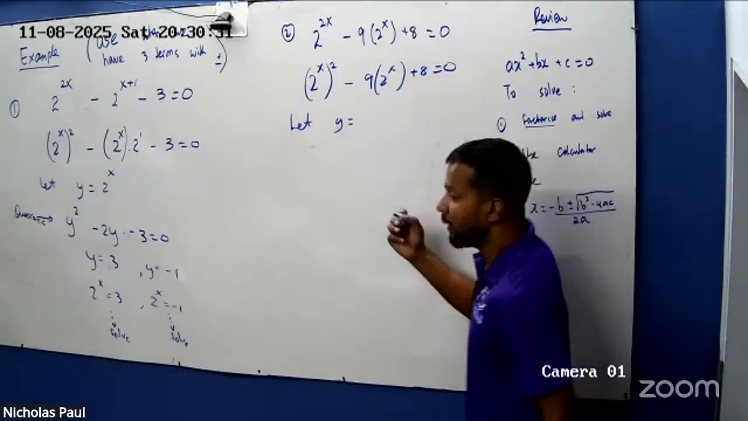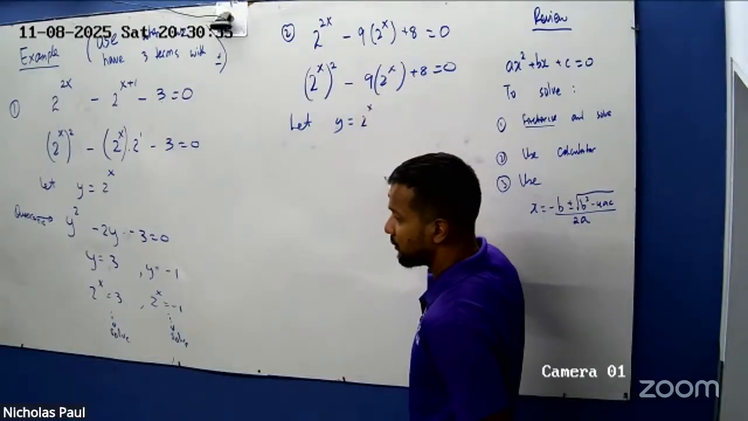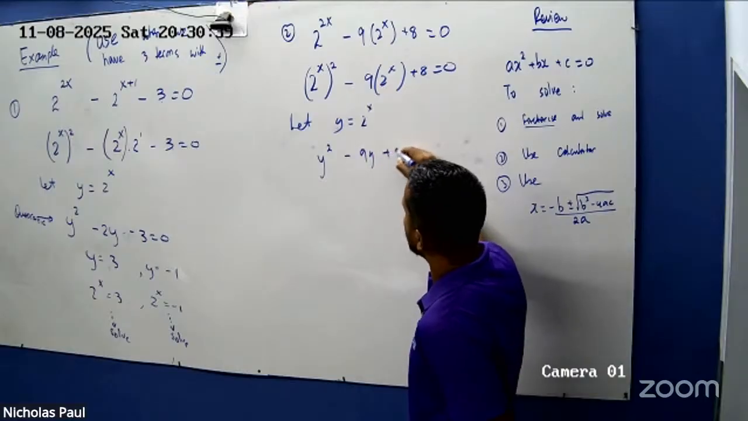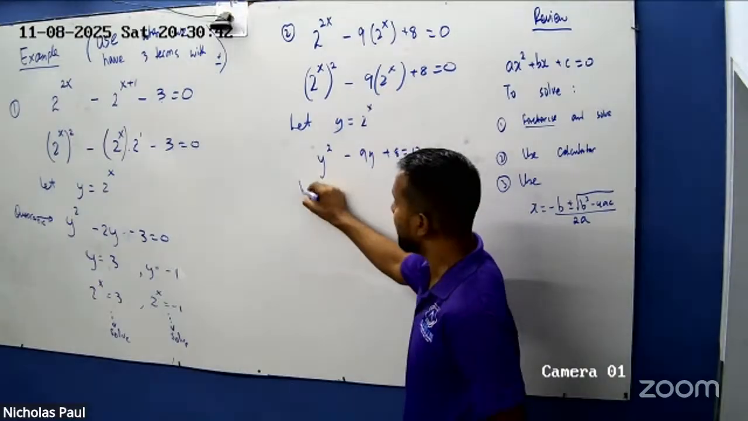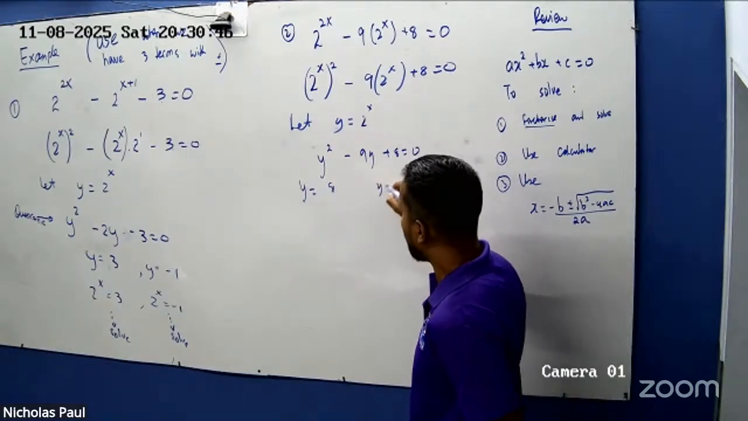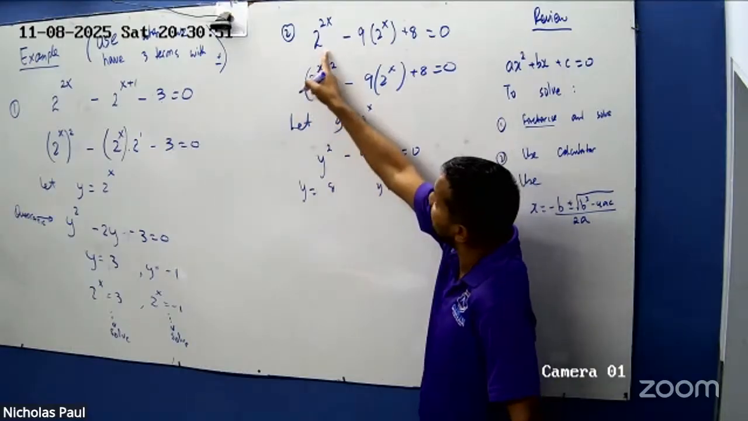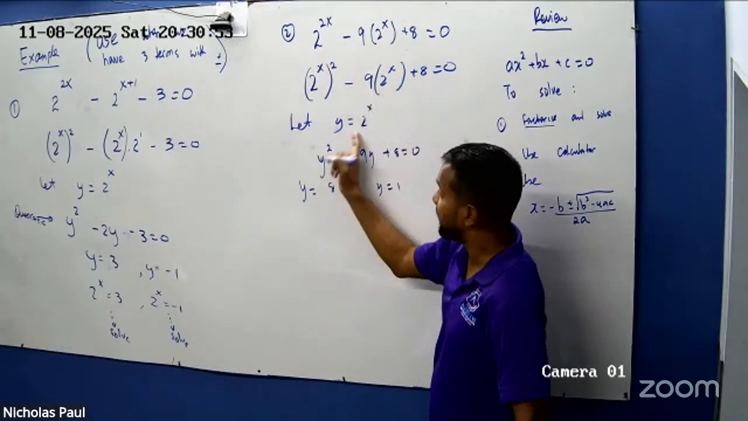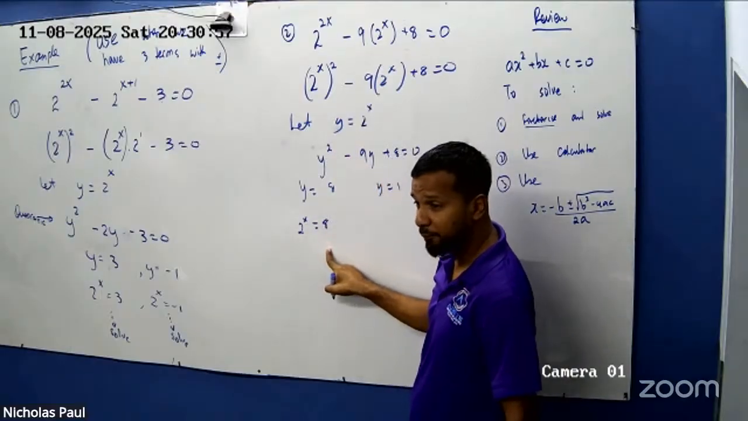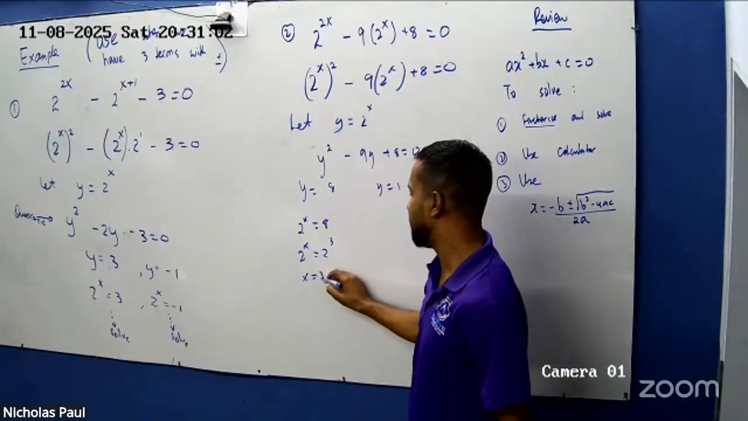So what do we let y equal to? 2 to the x. So that will be y squared minus 9y plus 8 is 0. When you solve it, y is 8 and 1. Nice. So remember, you can't stop here because the question is to solve for x. So you substitute back what y was: 2 to the x is 8. Can we solve that easily? 2 to the x is 2 to the 3, so x is 3.